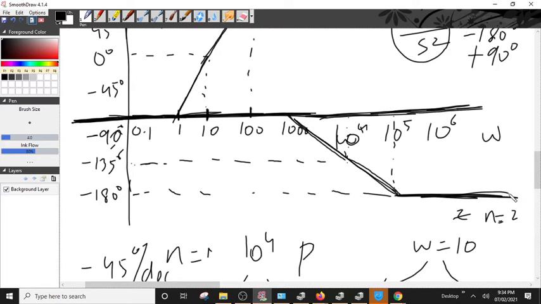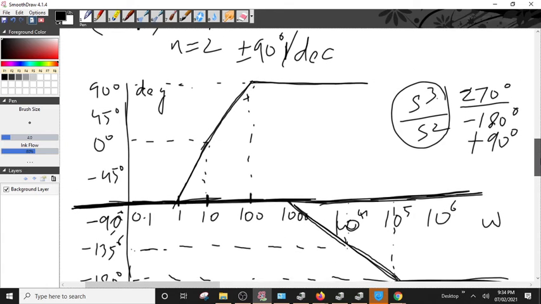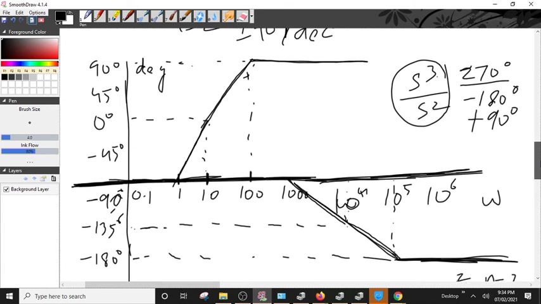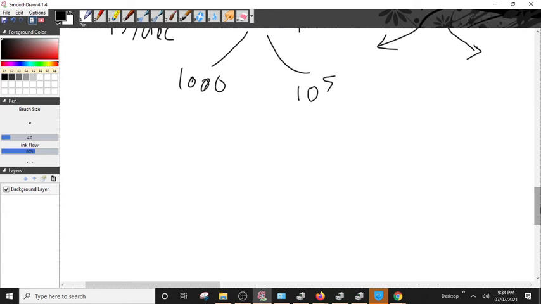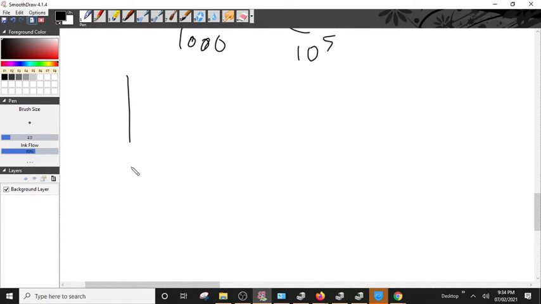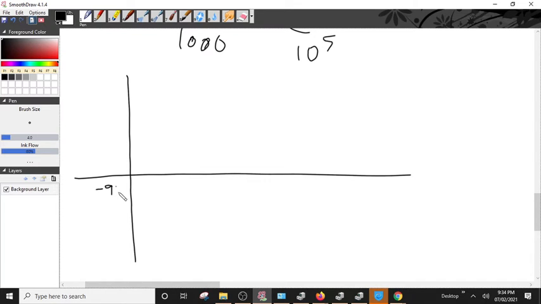So this is the contribution from the second corner frequency. Now, just like we did in the Bode magnitude plot, we have to add them graphically. So if we have to add them graphically, just replicate the same graph again and start adding. Our origin was at minus 90 degrees, then we have minus 45, then 0, then 45, then 90, then minus 135, then minus 180.